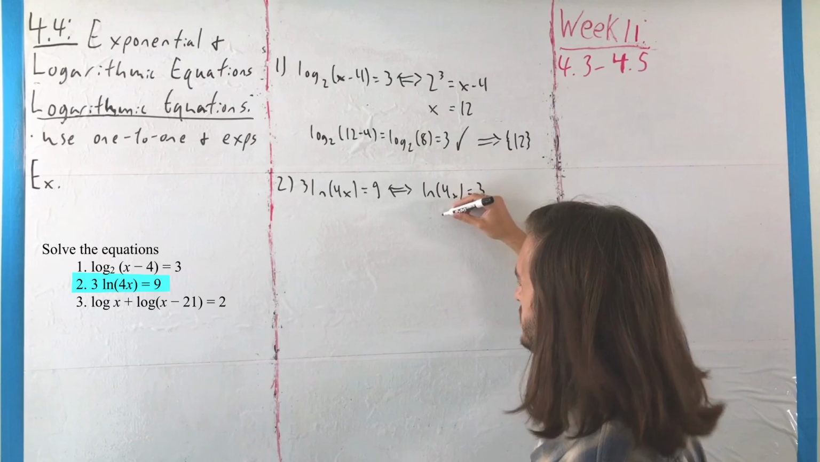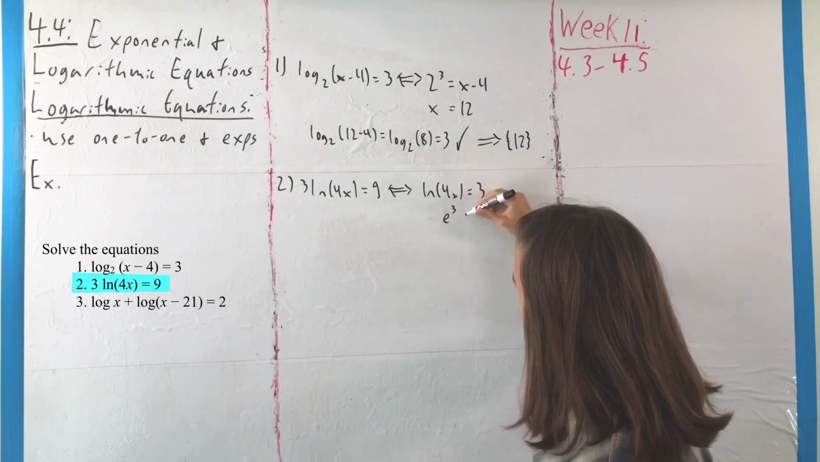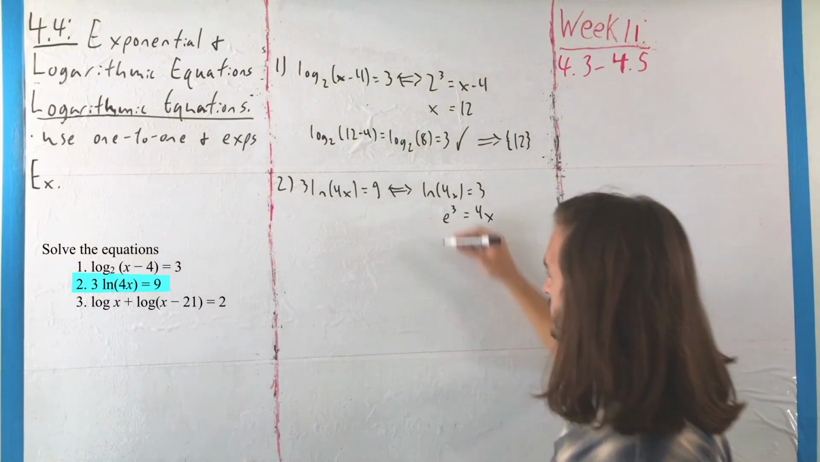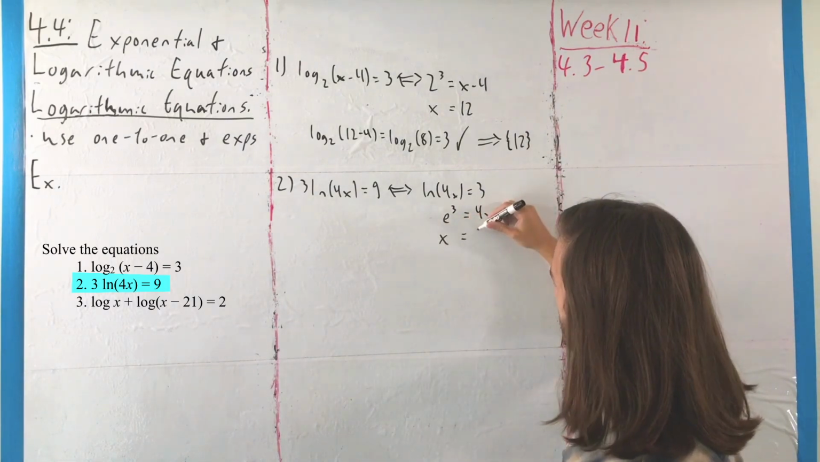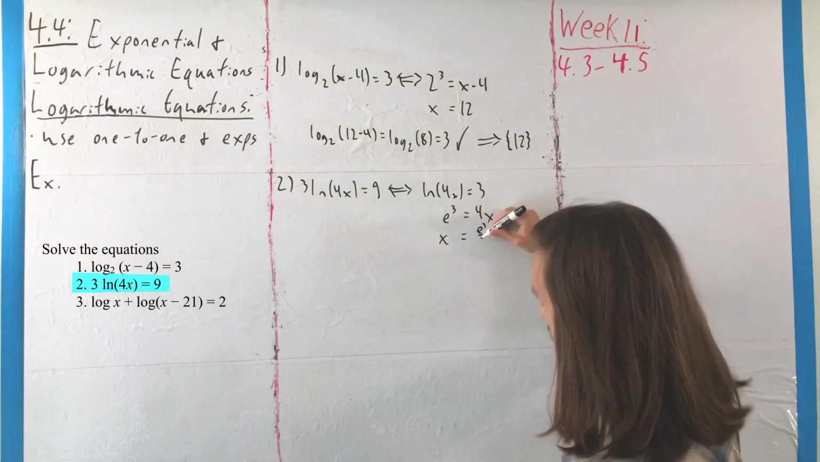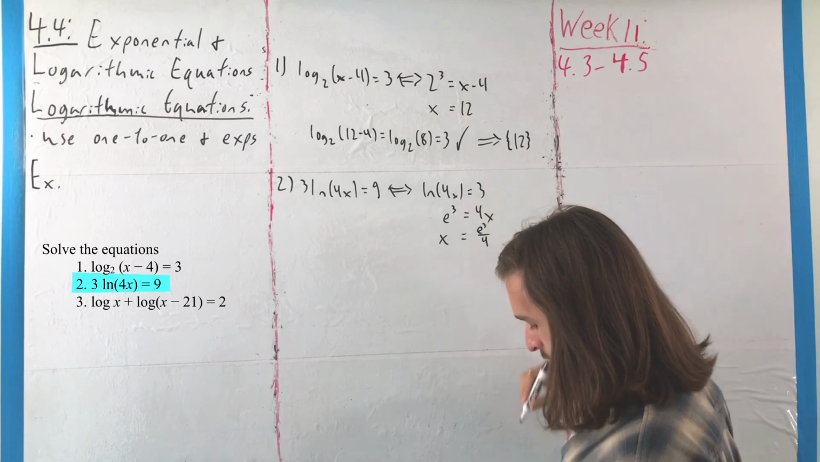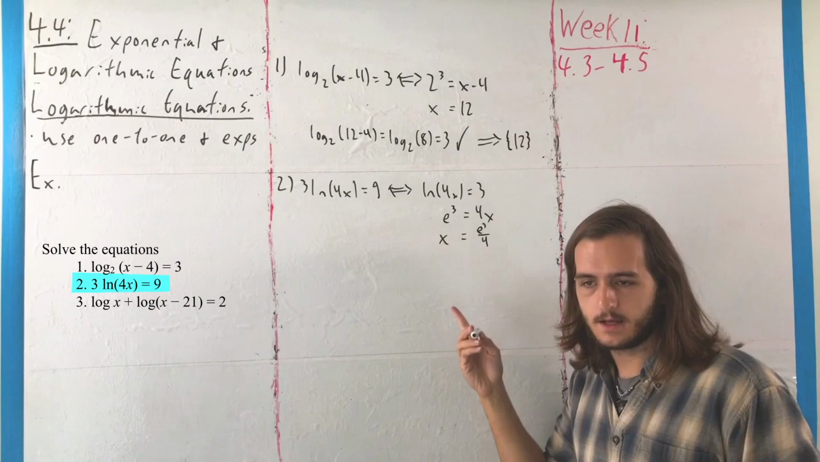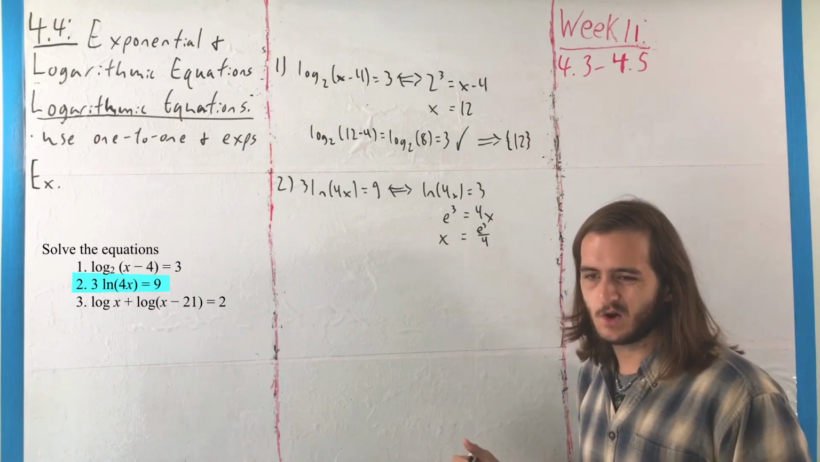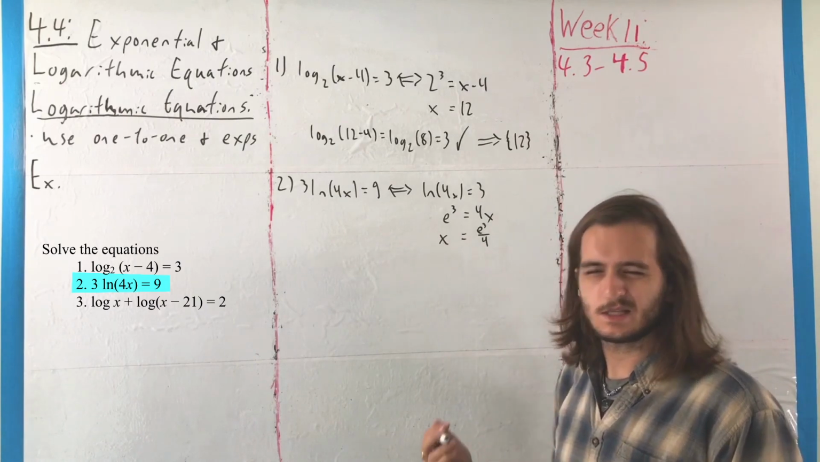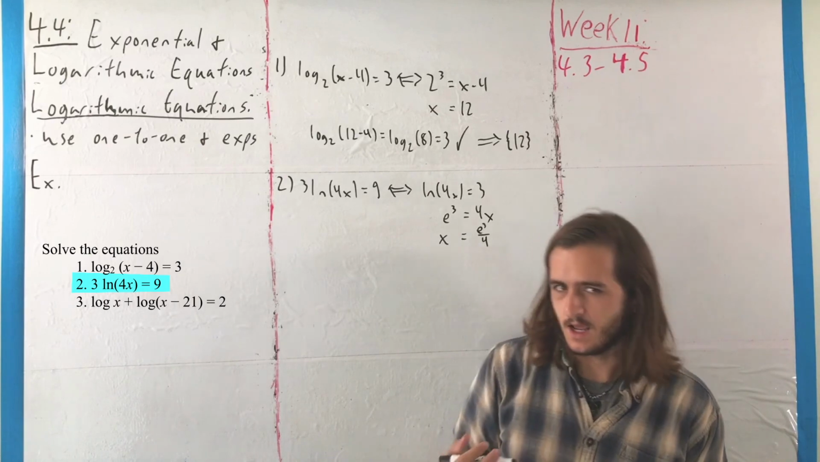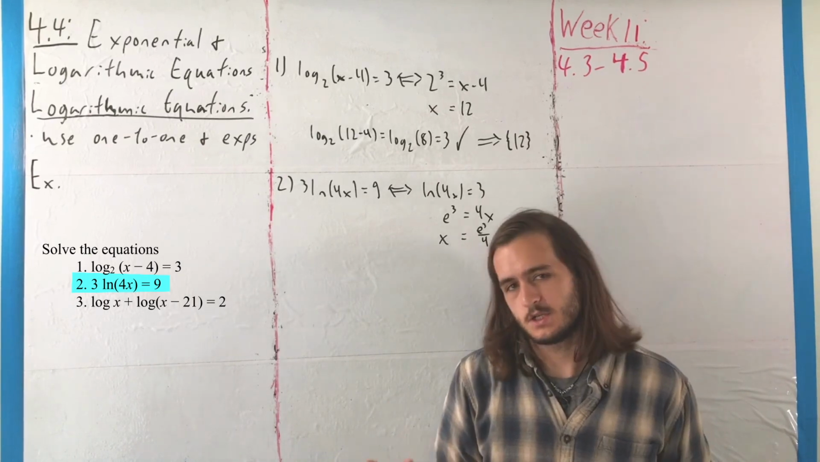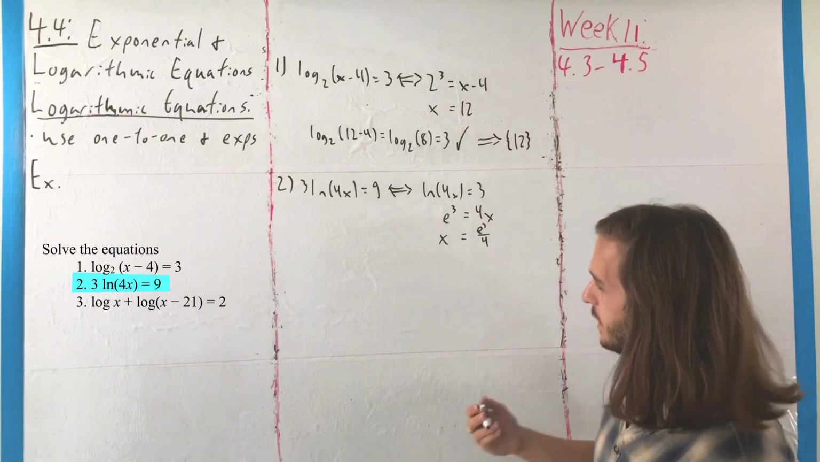or, if you prefer, and I generally would, e cubed is equal to 4x, so x is equal to e cubed over 4, where this is the best way to write that answer. If you multiply that all out, you'd get something between 7 and 8, I believe. I don't have an approximation here on my sheet in front of me. You can check that for yourself if you really want to.